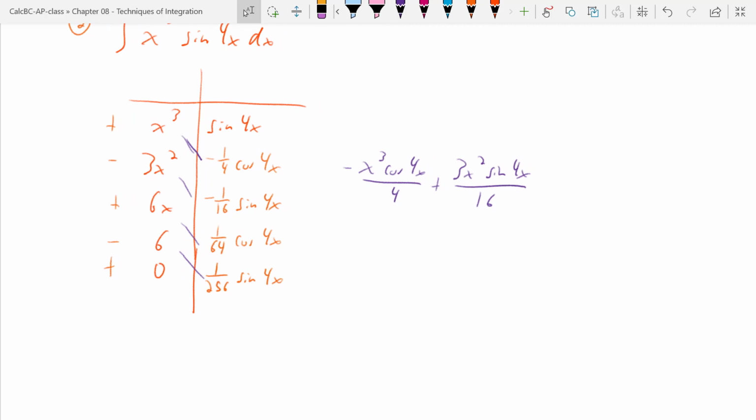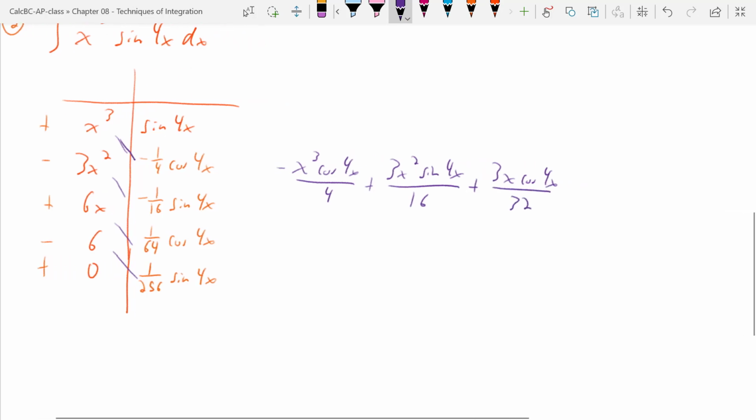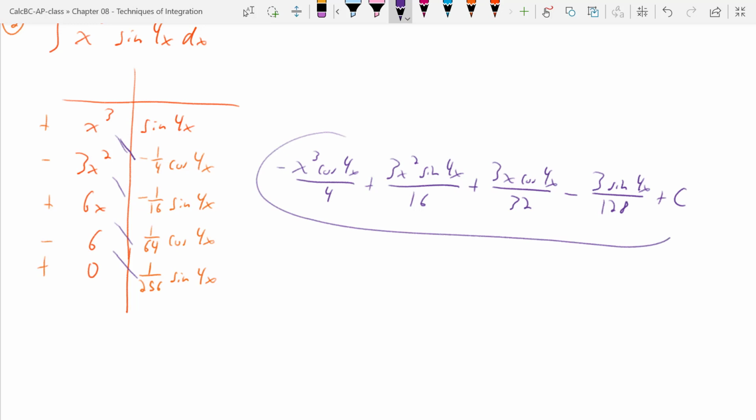Then I'm going to have, let's see, this is going to be plus, so that's plus, minus, that's minus, this is going to be plus. I can simplify the 6 and the 64 to give me 3x cosine 4x over 32, and then minus, this would be 3 sine of 4x over 128, and then plus c. And that's the whole huge integral.